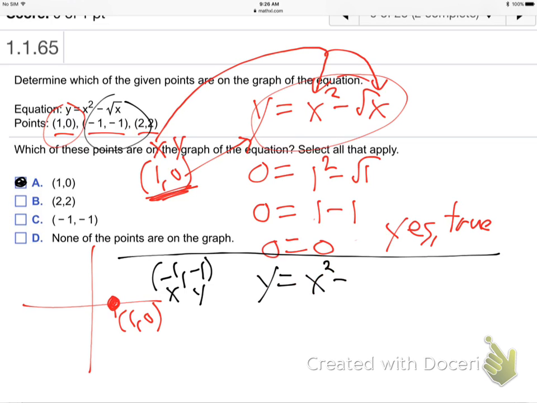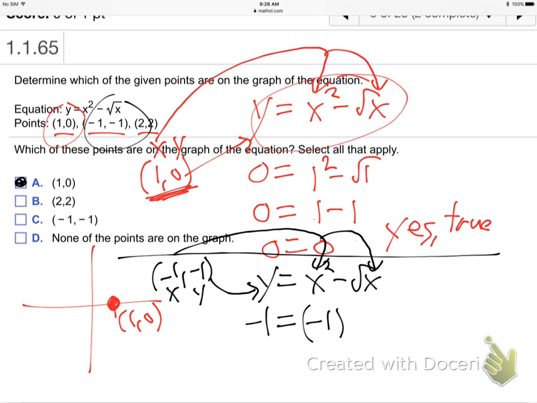So y equals x squared minus root x. Plug in negative 1 for x in both cases, and negative 1 for y. Negative 1 equals negative 1 squared. Remember, you put parentheses around things you plug into formulas. Good so far? So is that true or not? Negative 1 squared is positive 1.